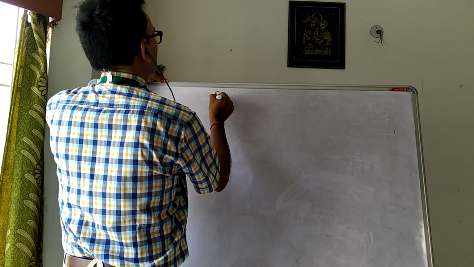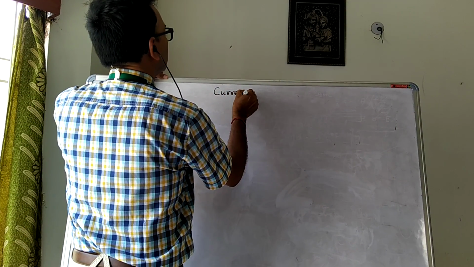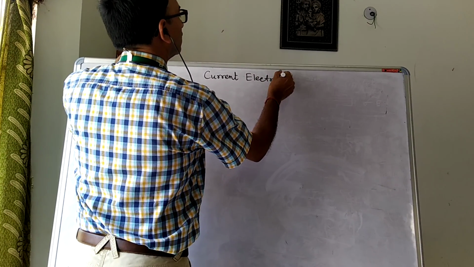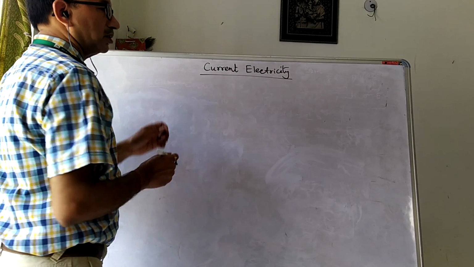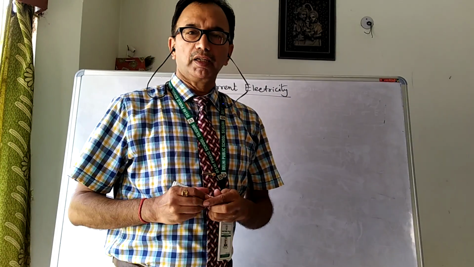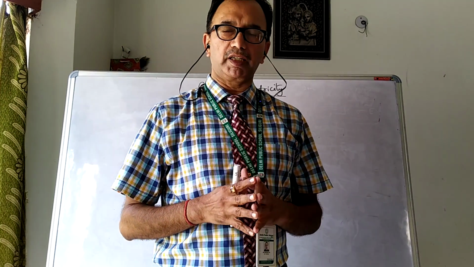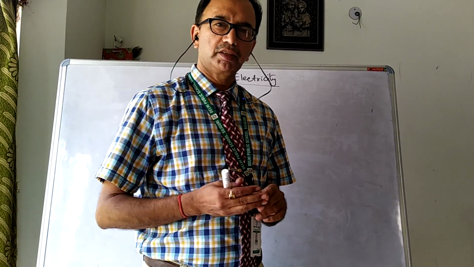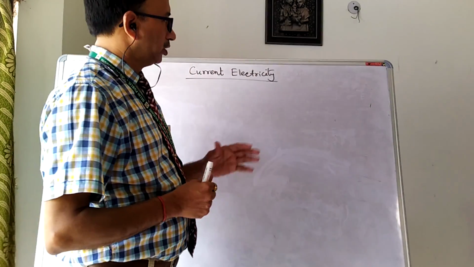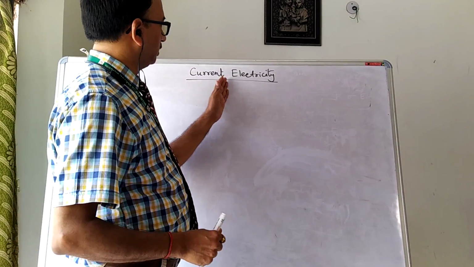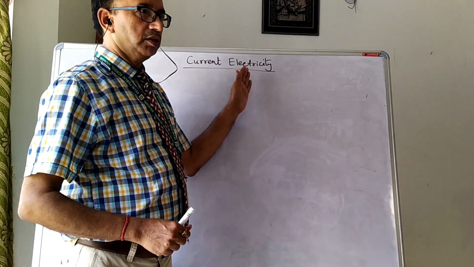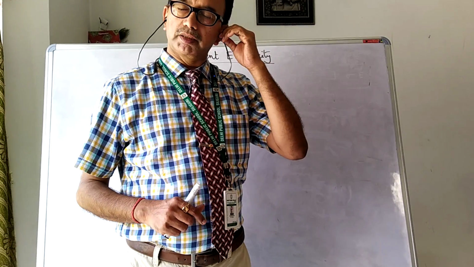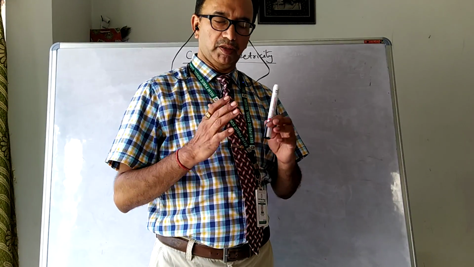So our topic is current electricity. Now what is current? Anything that flows will have a current. For example, we have water current, heat current, air current, etc. When the charges flow, then we call it electricity. So what is electricity? Basically it is the flow of charge.